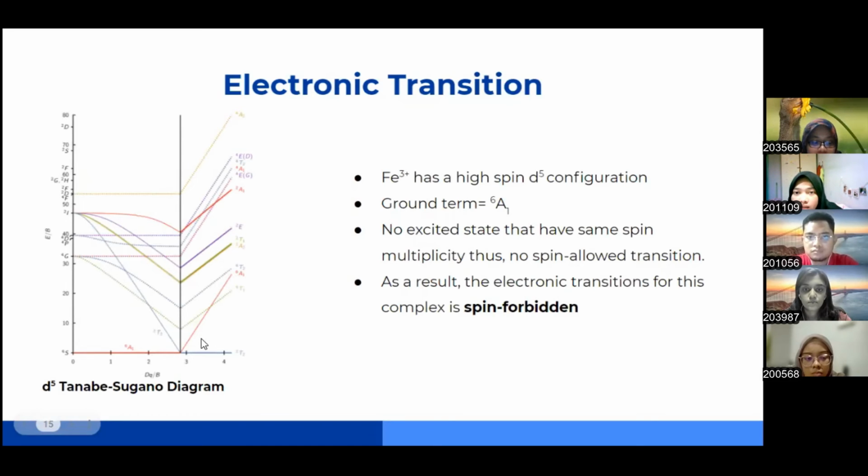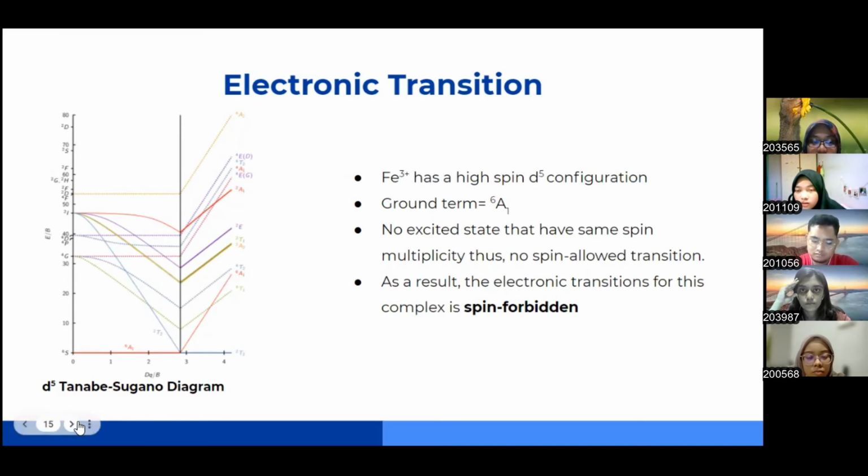So this is electronic transitions. The iron 3 plus in this complex has a high spin d5 configuration. From the d5 Tanabe-Sugano diagram, we can see that for high spin, the ground term is sextet A1. From the diagram, there is no excited state that has the same spin multiplicity, so there's no spin allowed transition. As a result, the electronic transition for this complex is spin forbidden.